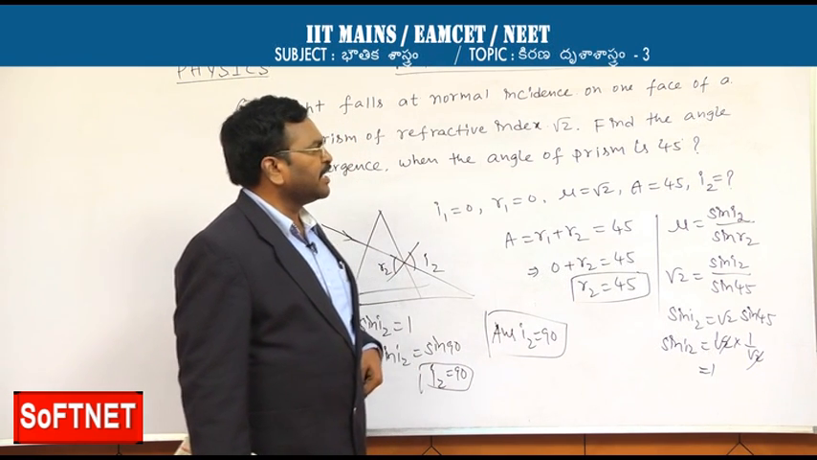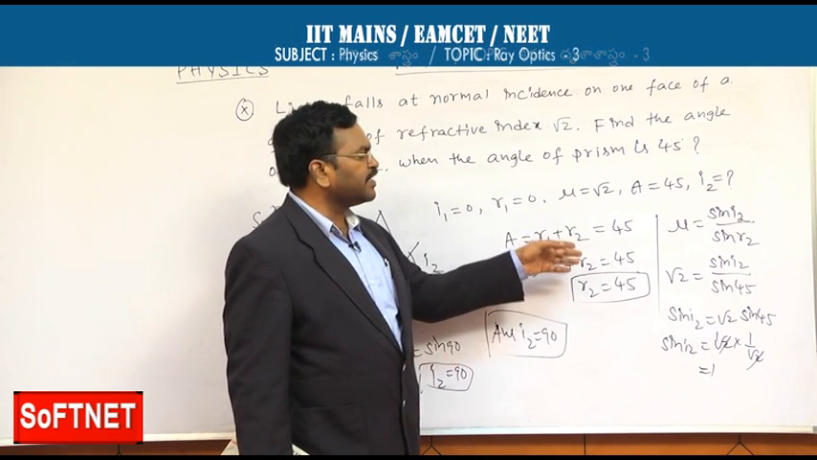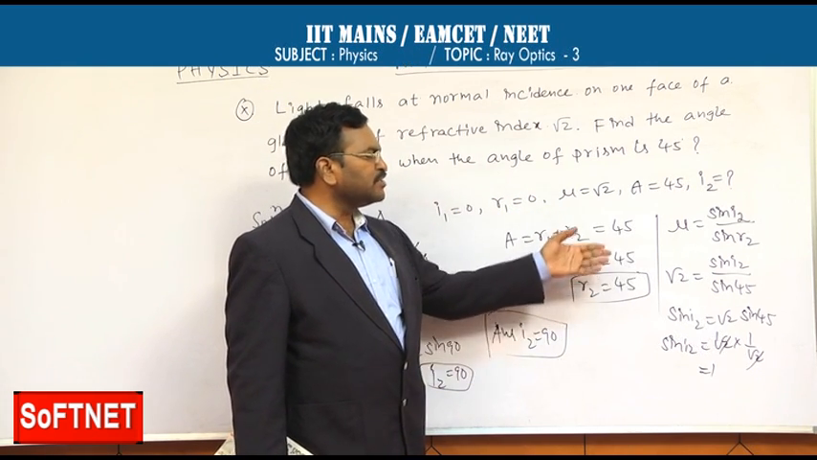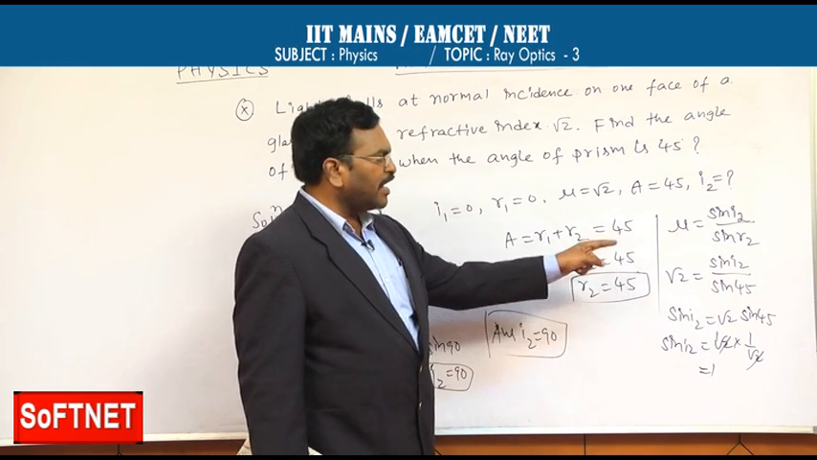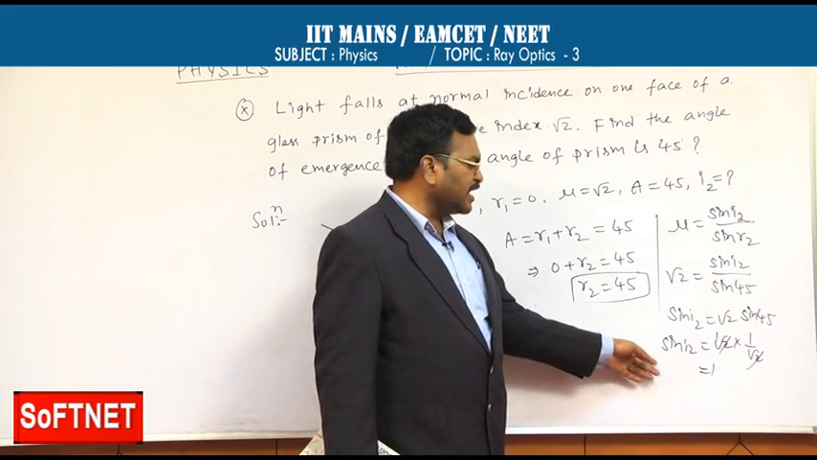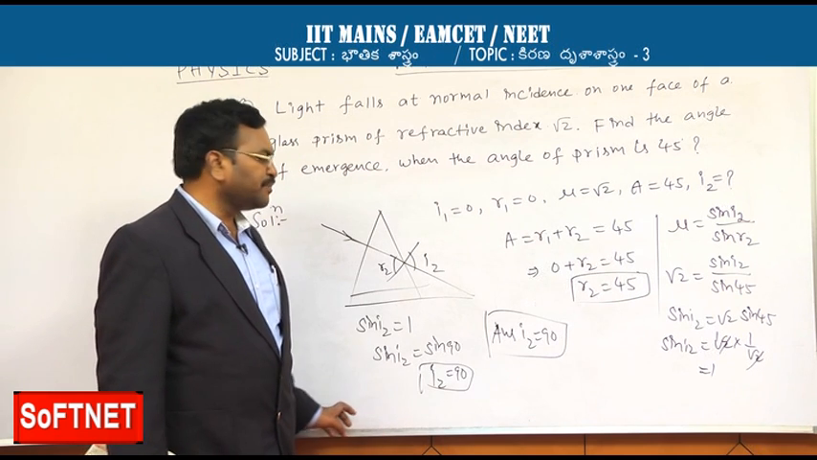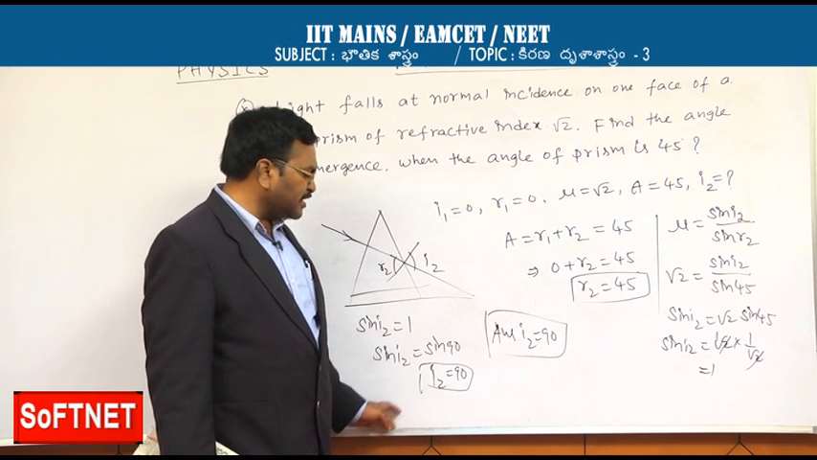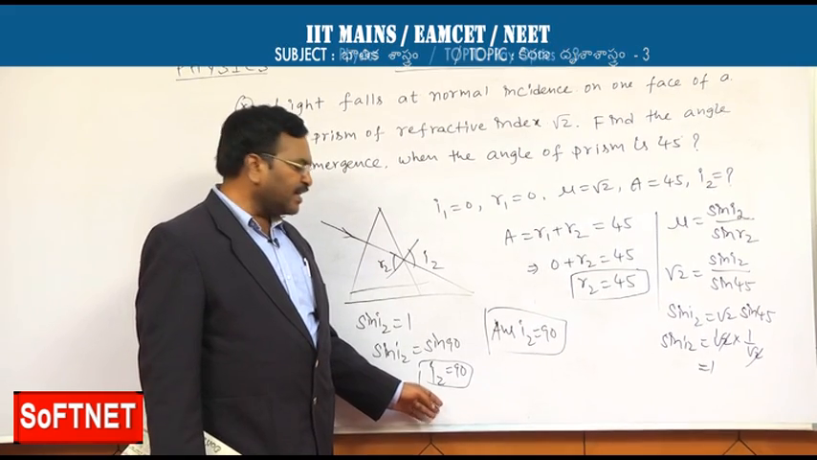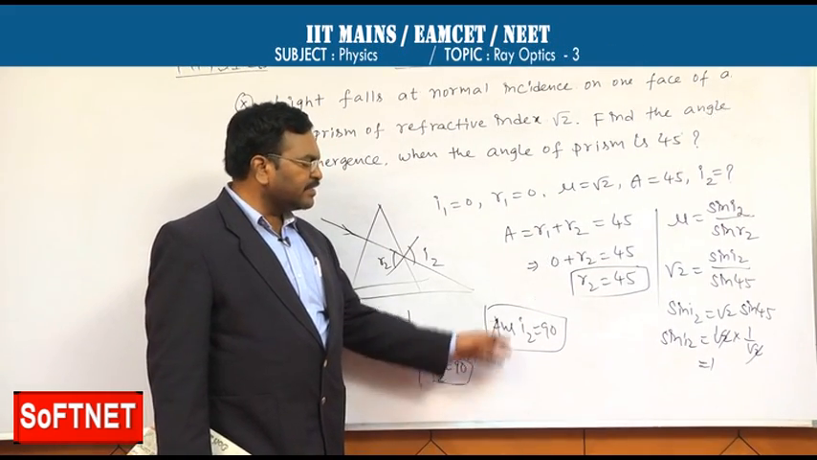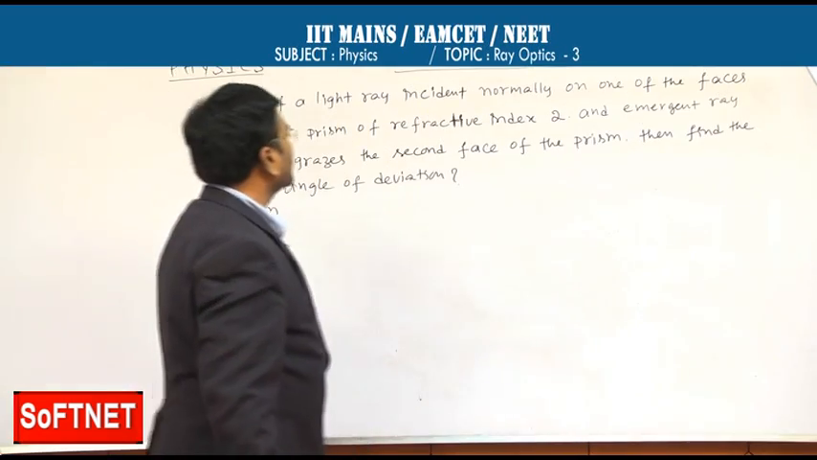Now we want to calculate the angle of emergence. What is given? The angle of the prism is 45 degrees. So mu is equal to sin I2 by sin R2, which is root 2, and R2 is 45 degrees. So sin I2 is equal to 1. Sin I2 equal to 1 means, for which angle is the sin value 1? Sin 90 degrees. So the angle of emergence is 90 degrees. So the answer is 90 degrees. Note it down.